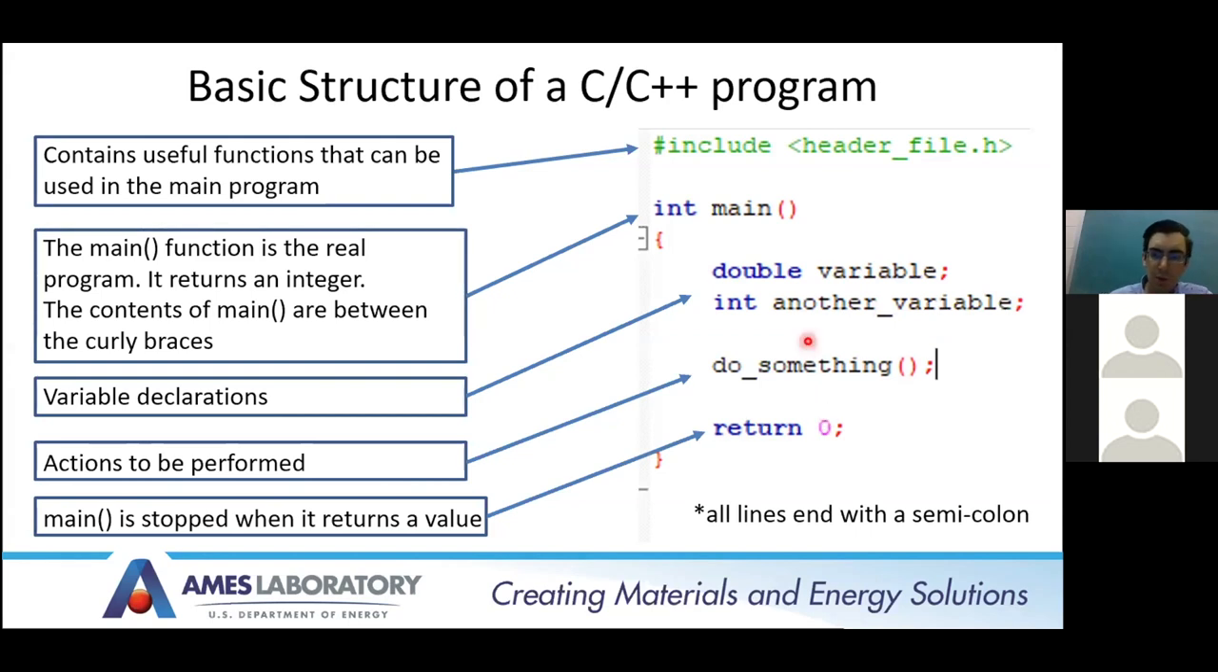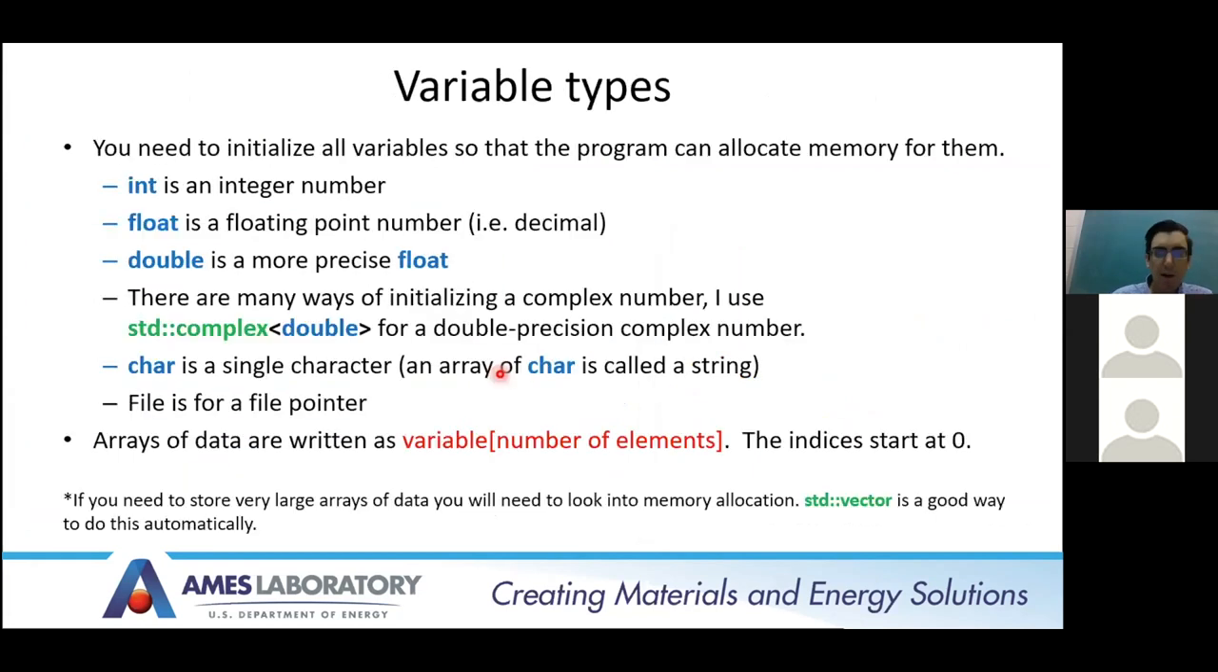Generally, you start off by first declaring all the different variables that you're going to use, and you need to declare what type of variable it is. You then would have some lines to do a particular calculation, and at the end, you would return some integer number just to terminate this function and stop the program. In C or C++, all your lines need to be terminated by a semicolon. I'll go over these one at a time.